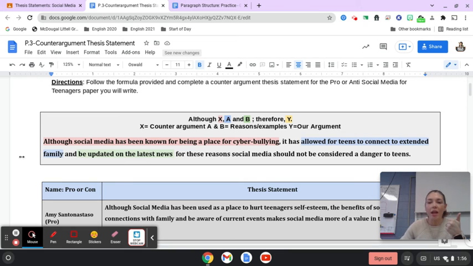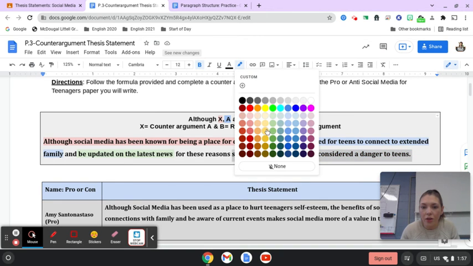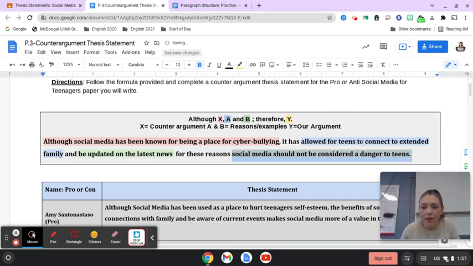It's not just connecting to family, because I have family in my house, right? If I want to connect to them, I don't need a phone. I can put my phone down and start talking to them. So connect to extended family. And then my second reason is going to be up to date on the latest news. After that, for these reasons, social media, and this is where we get the argument, the why. Make sure I highlight that in the correct color. Social media should not be considered a danger to teens.